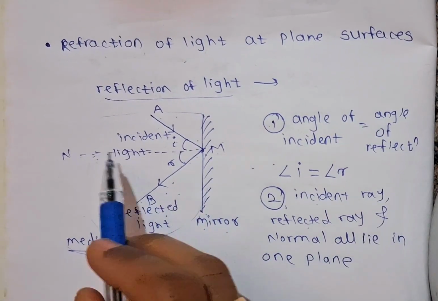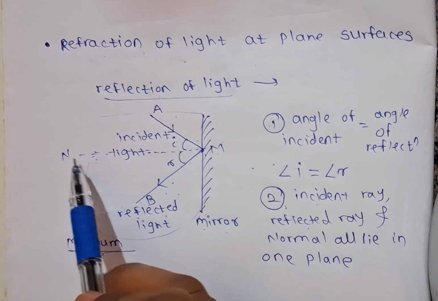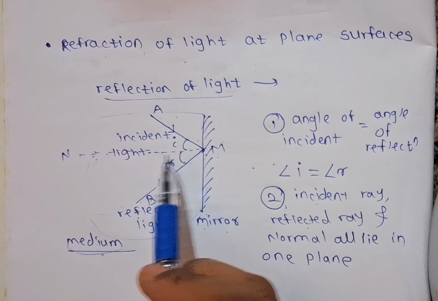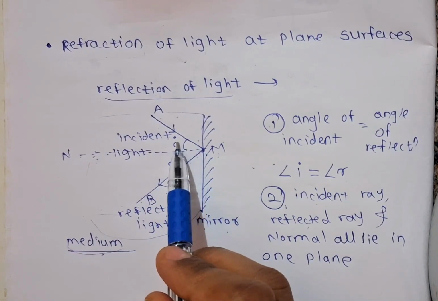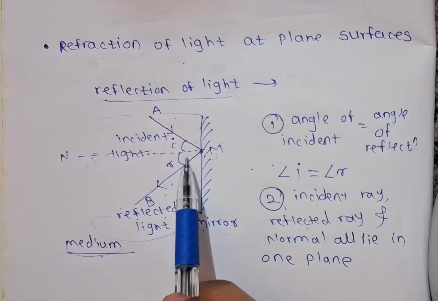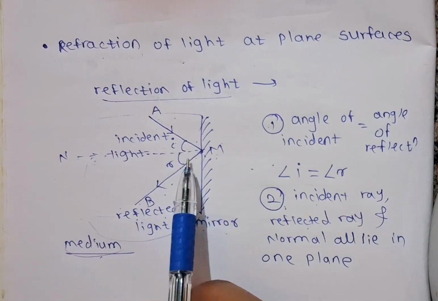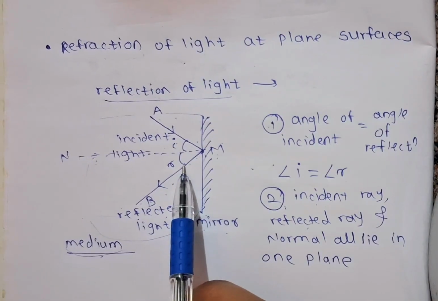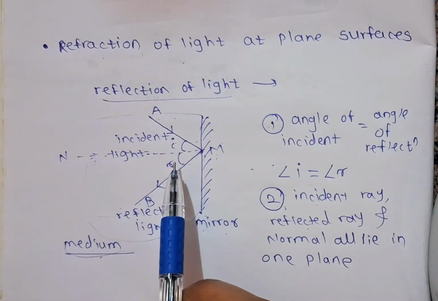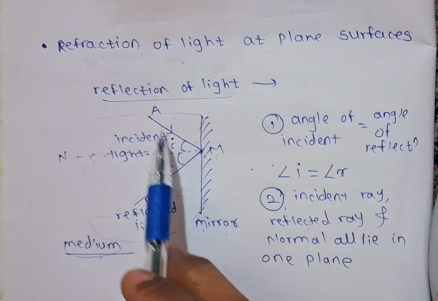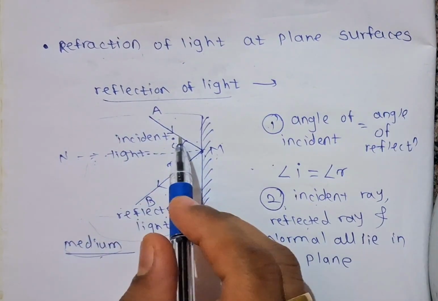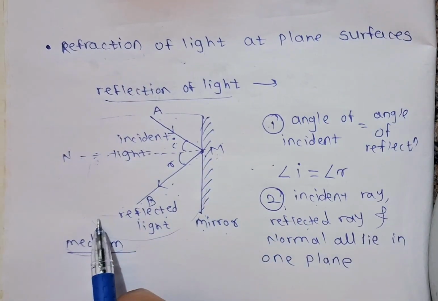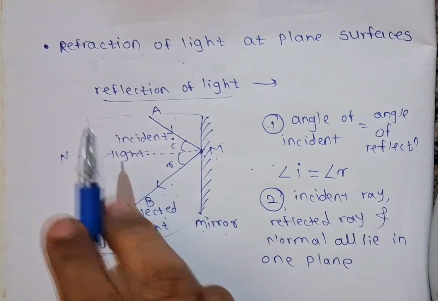If we draw a normal NM, this incident ray makes some angle with this normal, this is small i, and this reflected ray makes another angle, angle r, as it gets reflected. So this is the reflected angle, this is the normal. So what happens in reflection? Light comes in the same medium. This is only one medium. It strikes the polished surface and returns in the same medium. So this is the reflection.